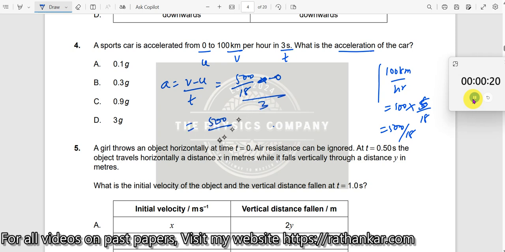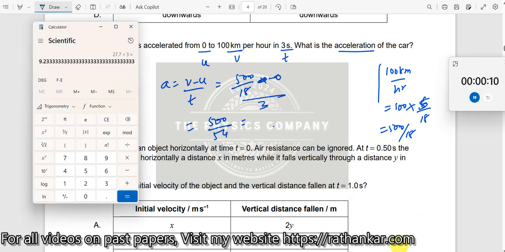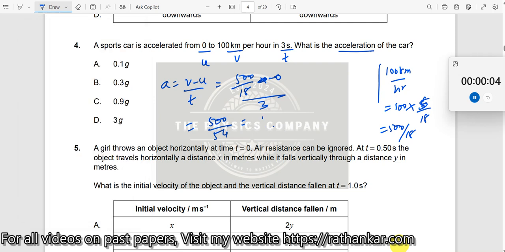500 divided by 18 into 3: 3 8s are 24, 3 1s are 3, so 54. So this is nearly 500 by 54. How much will this be? Let me use my calculator to get it clearly. 500 divided by 54 will be 9.259, which is around 9.2 meter per second square.